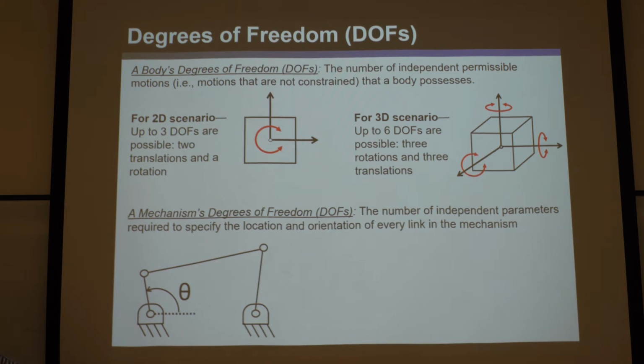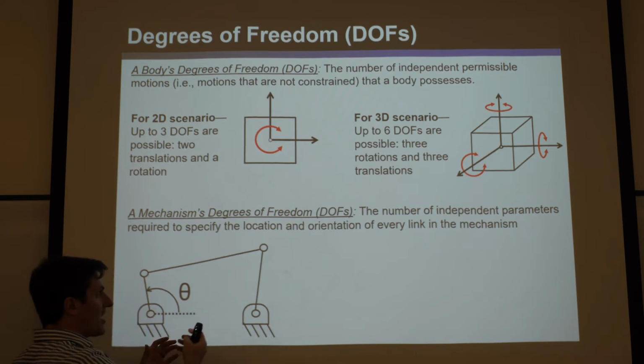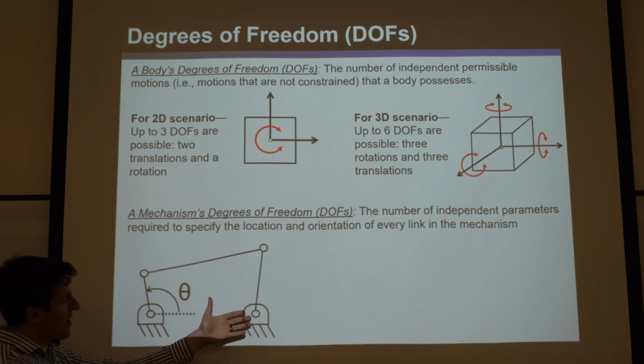And so a mechanism's degrees of freedom are kind of defined as the number of independent parameters required to specify the location and orientation of every link in the mechanism. So that's one way to think of it. I told you, the first way to think of it is like it's kind of, given, this case there's 4 bodies or 4 links joined together. One of them is grounded.